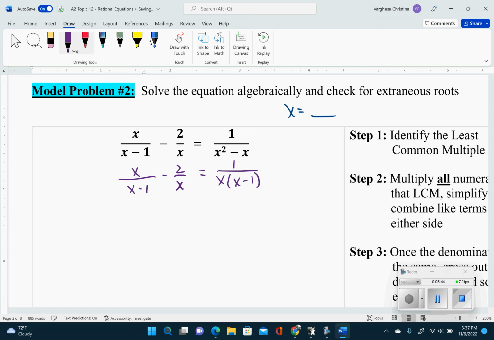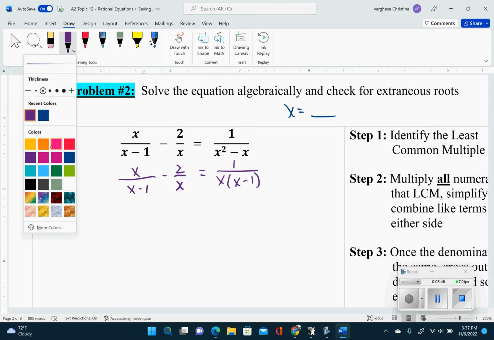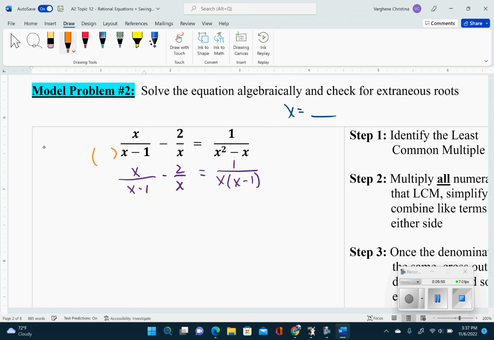Okay, so what we need to do next is figure out, let's go orange, what do we need to multiply by x minus 1. Over here we have the x minus 1, but what's missing is our x, right? Our x is missing over here. So we're going to multiply the bottom by x, and we're going to multiply the top by x. So we're going to multiply this by x and this by x. Now our denominator looks like this one.